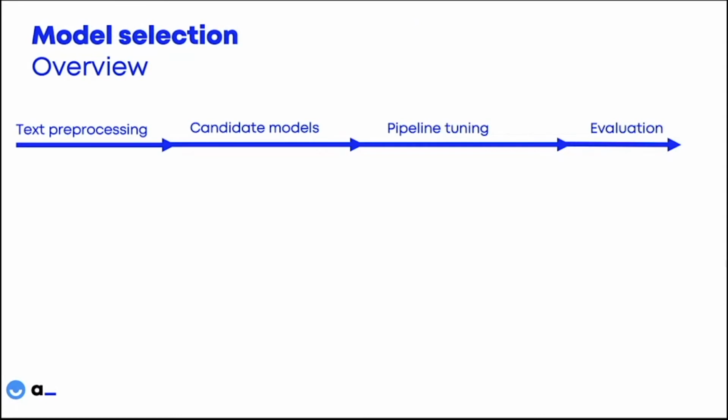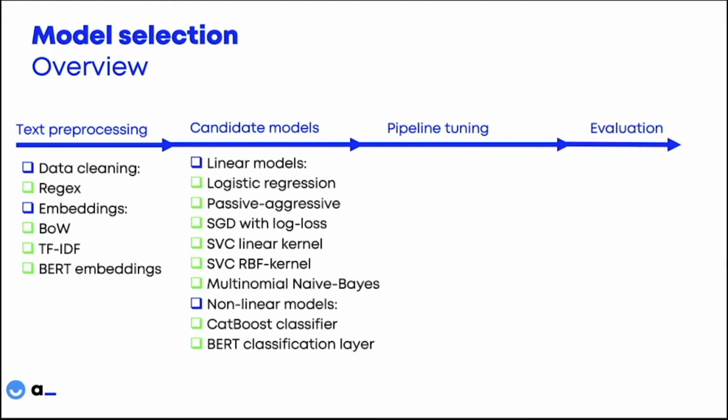So now let's look at our workflow for selecting the model. We have mainly text data, or we chose to only work with text data. Let's say we did not use the image of the article to classify it. So text pre-processing was our first step. Gosha, could you click, please? Yeah. So there, we did basic data cleaning using regular expressions. And then we considered 3 types of embeddings: bag of words, TF-IDF, and BERT embeddings.